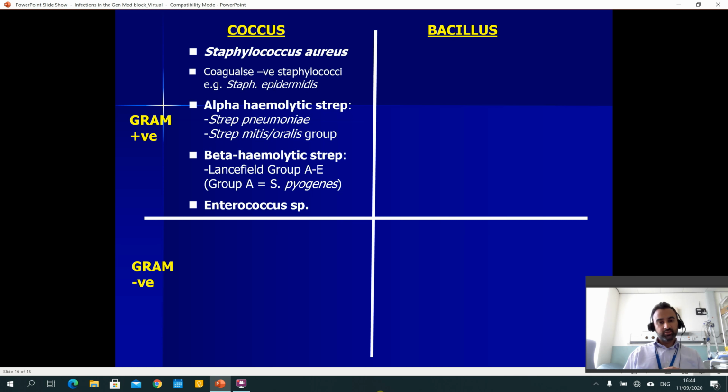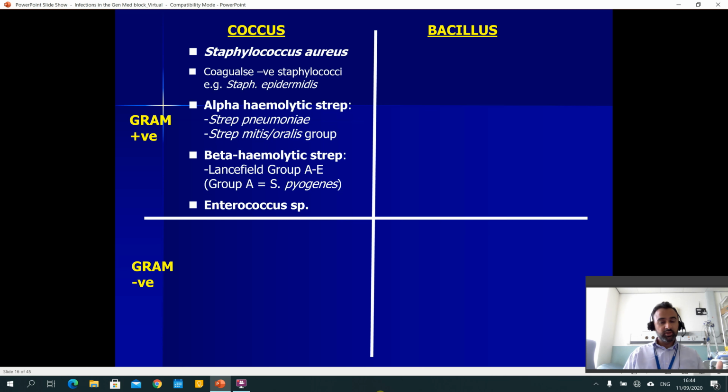Consider doing a transthoracic echo or a TOE. Strep pneumoniae: again, if someone says this is alpha hemolytic strep, and we've done some other tests, it looks like it may well be strep pneumoniae, does that fit with the clinical presentation? Go back, have a listen to their lungs.